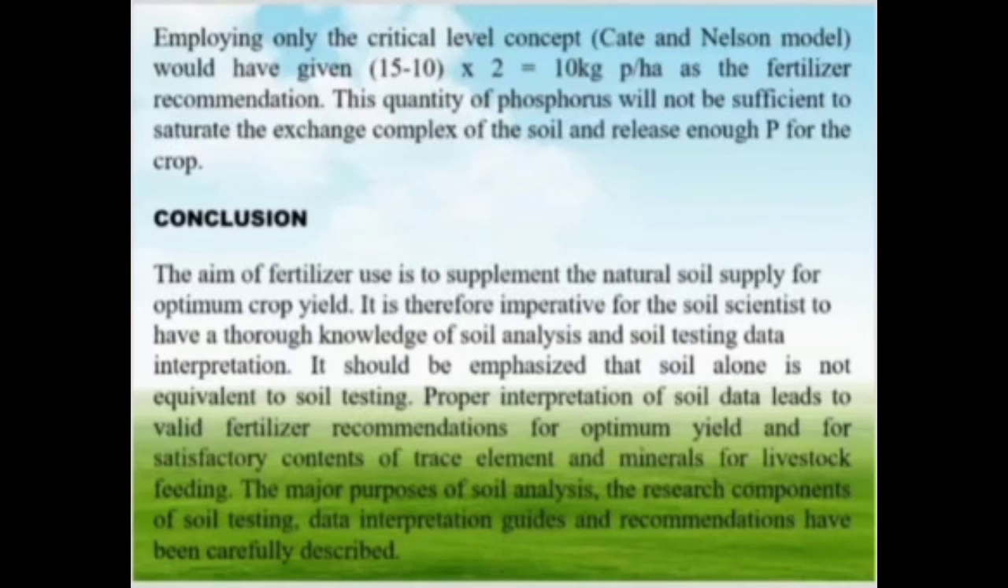Employing only the critical level concept, the Cate and Nelson model would have given 5 times 2 equals 10 kilogram P per hectare as the fertilizer recommendation. This quantity of phosphorus will not be sufficient to saturate the exchange complex of the soil and release P for the crop.